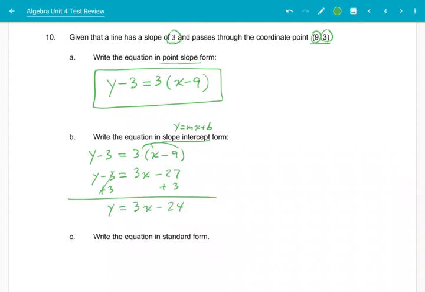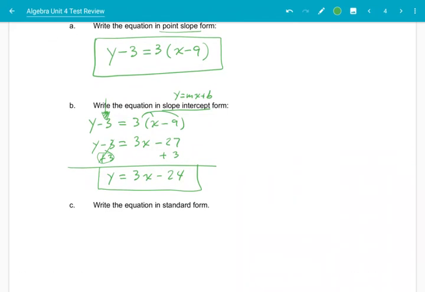Minus 24. There we go. We're just moving pieces around. Whenever you need to solve for something, just undo all the things that are being done to it. This was being subtracted from y, so at some point I need to add that. So that's what we do.